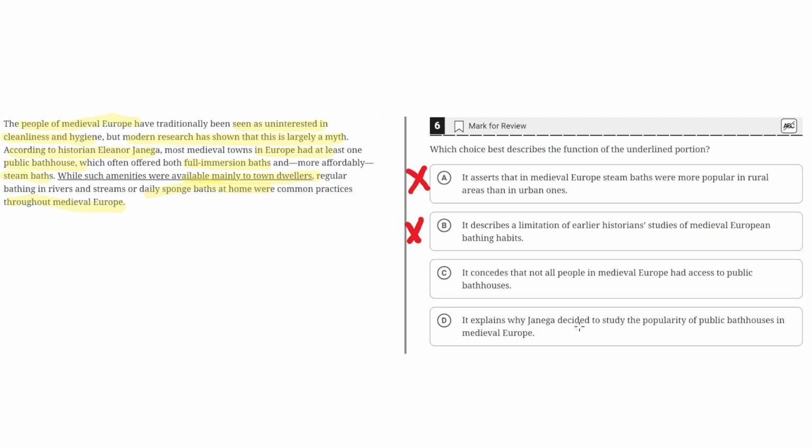D. It explains why Janaga decided to study the popularity of public bathhouses in medieval Europe. This is incorrect because the text doesn't focus on why Janaga decided to study the popularity of public bathhouses. So D is incorrect, and the correct answer is C.